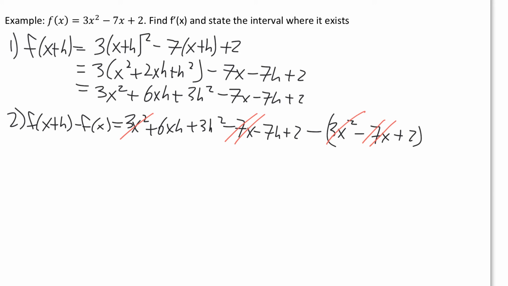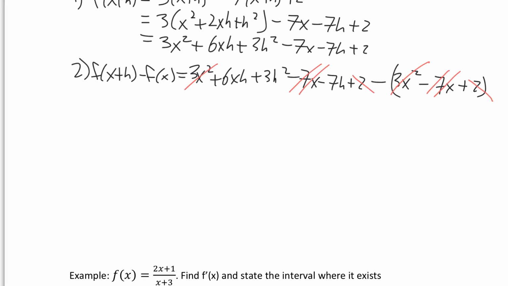Finally, the plus 2 here is going to cancel with the negative 2 over here. I'll often use a backslash for another cancellation there. So let's see what we have after all that cancellation has been done. Well, we have 6xh, 3h squared, minus 7h. That's all we've got. It's actually a lot simpler.